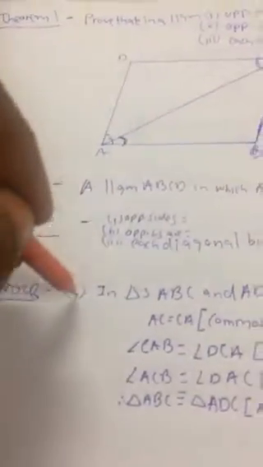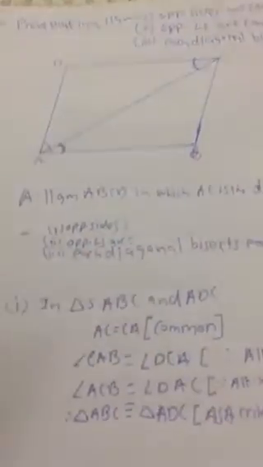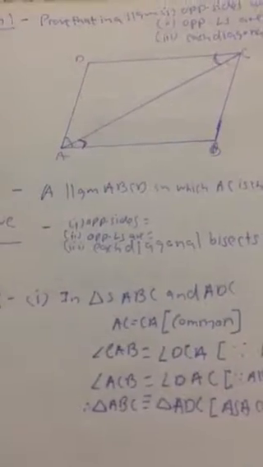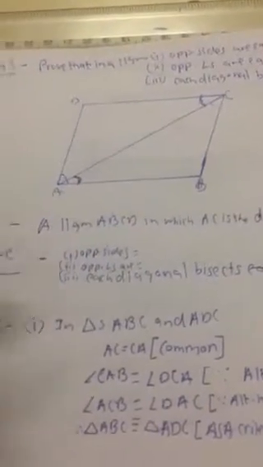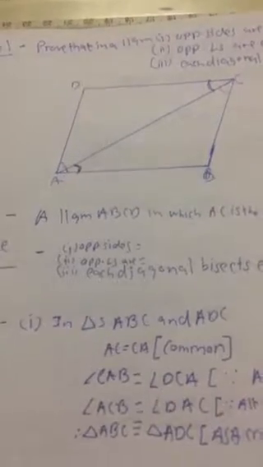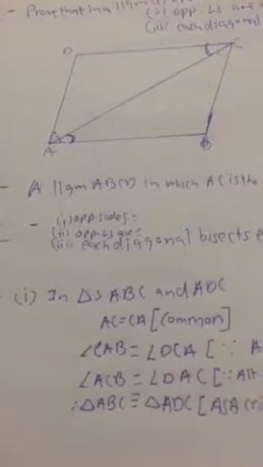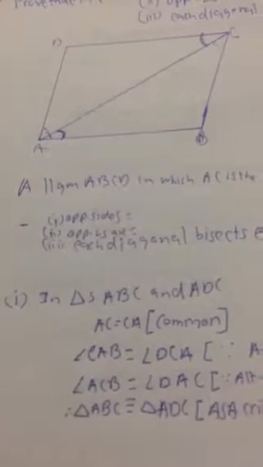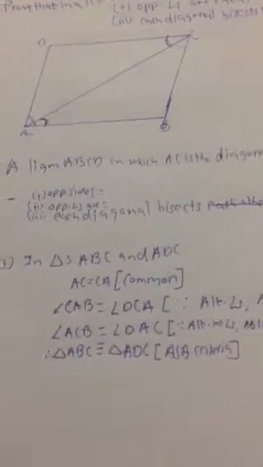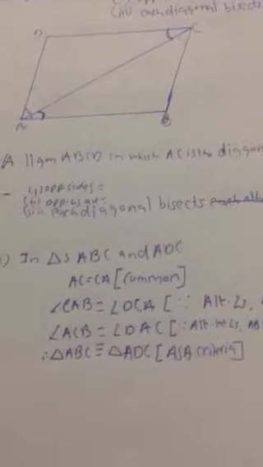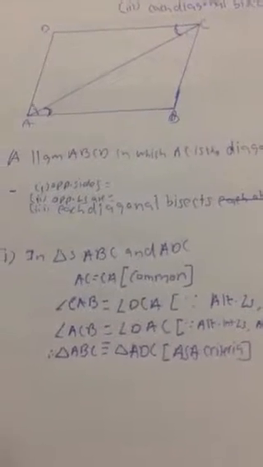First proof. In triangles ABC and ADC. Why am I doing this? Because I am going to apply congruency of triangles for proving these three. Now we know what is meant by congruency of triangles. We have studied that in earlier classes, so I'm not going into the details about what is congruency. For quadrilaterals, it is necessary that you must know what is meant by congruency of triangles.